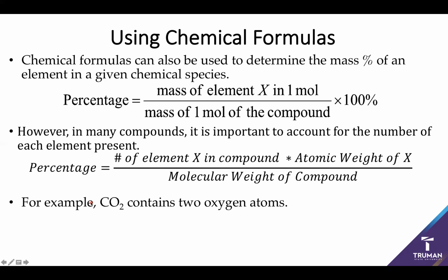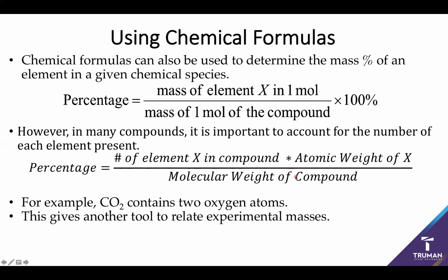So for example, if I'm looking at carbon dioxide and I want to find the percent mass of oxygen, I've got two atoms of oxygen in the compound, and the atomic weight of oxygen is 16. Then I can divide this by the total molecular weight of the compound, 44, and this will give me the percent mass. This also gives us another way to get to those experimental masses that we talked about last time.